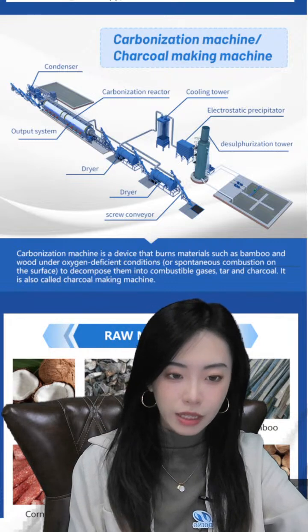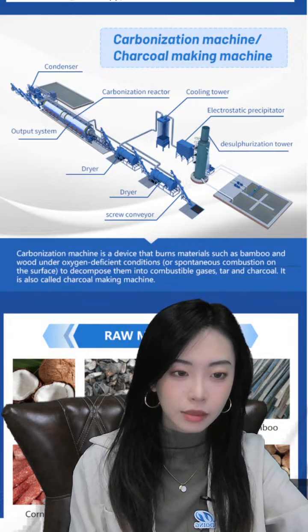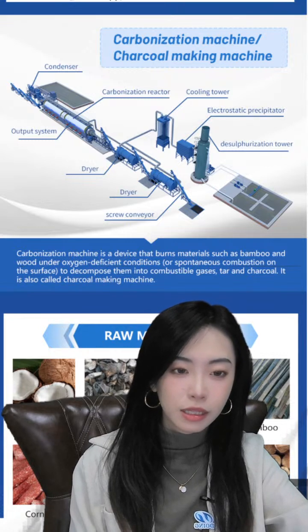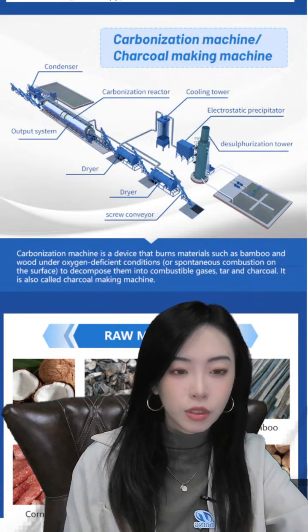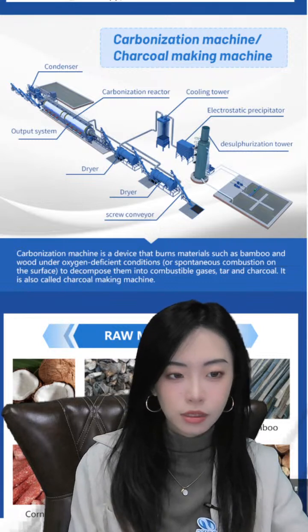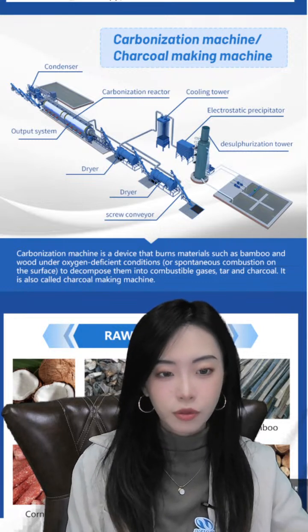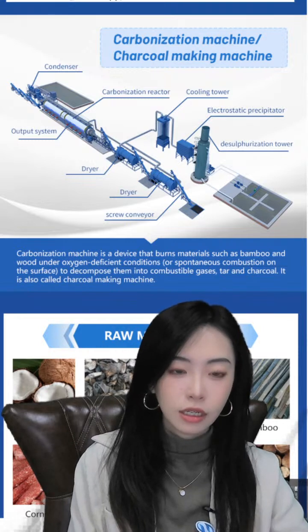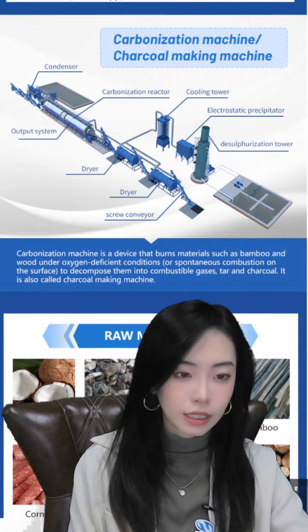The pre-treatment, carbonization, and the post-treatment. The pre-treatment stage is mainly to remove the impurities in the raw materials and adjust their moisture content in order to improve the carbonization efficiency and the quality.